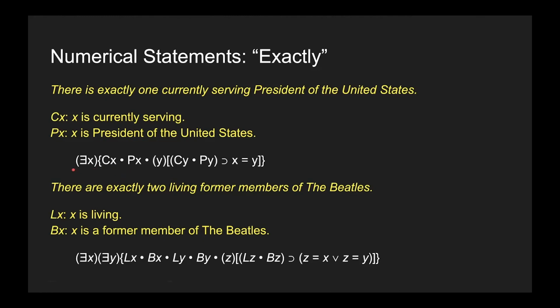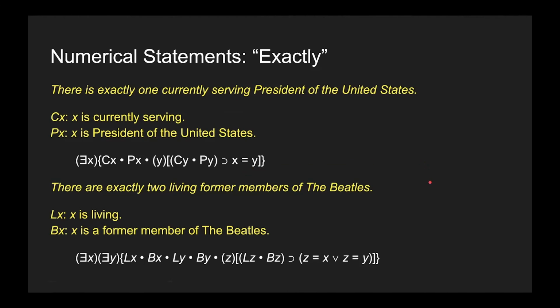So again, this starts out sounding like a straightforward existential statement. There exists something that is currently serving and it's president of the United States. Now we need a way of saying there aren't any more of them. So take anything you want that's currently serving and president, that object has to be identical to the one currently serving president of the United States. That's what's going on in this identity statement inside that universal quantifier.